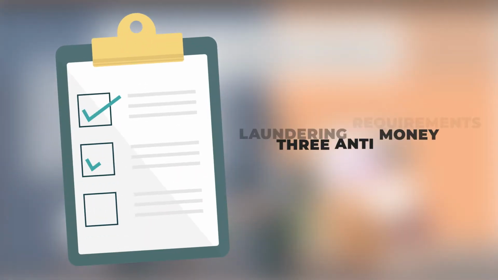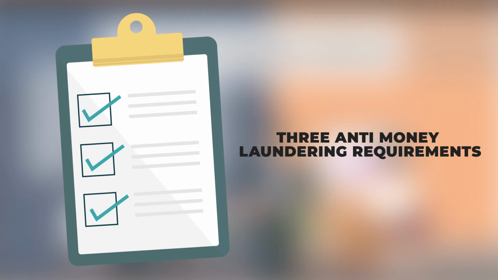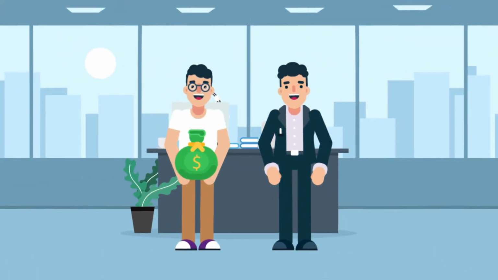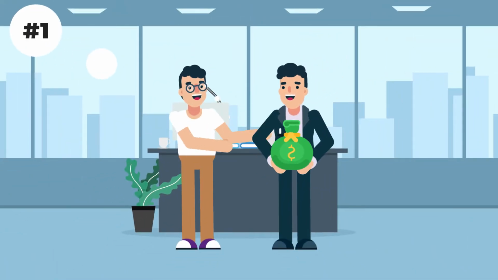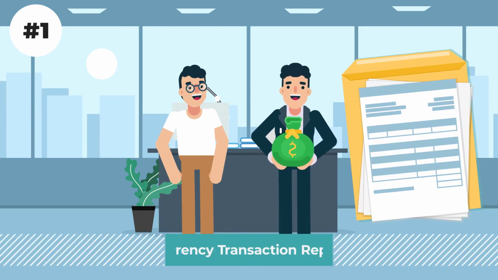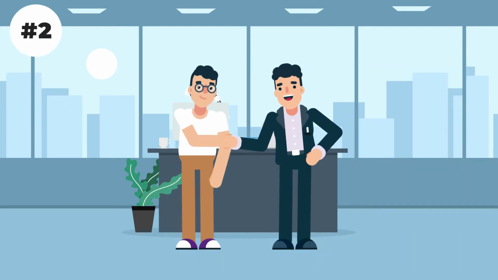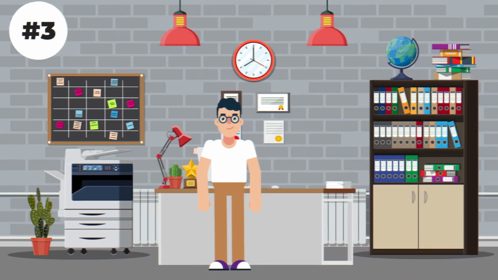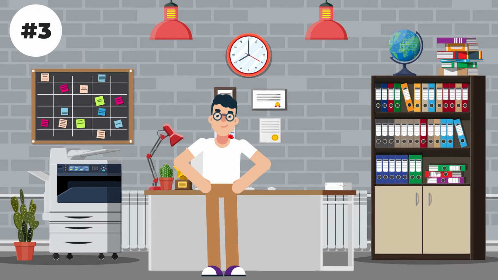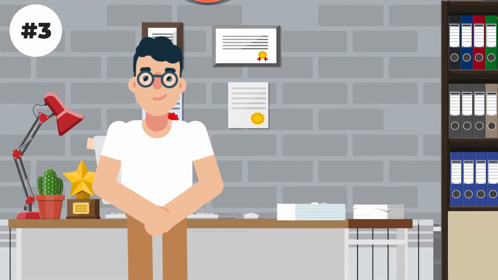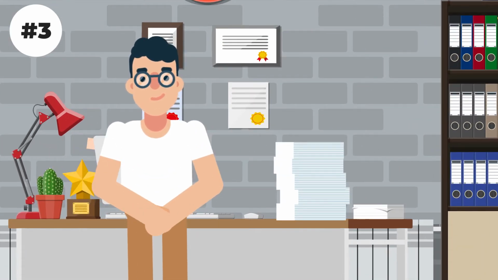There are 3 anti-money laundering requirements you must maintain to legally operate your financial institution. Requirement number 1. You must report any transaction over $10,000 using the currency transaction report. Requirement number 2. You must properly identify parties involved in those transactions. Requirement number 3. You must keep appropriate records of transactions and maintain an accurate paper trail of them.